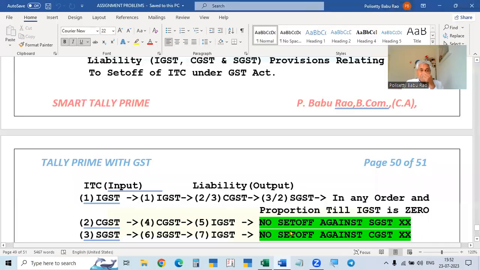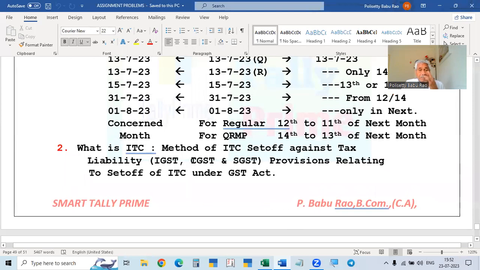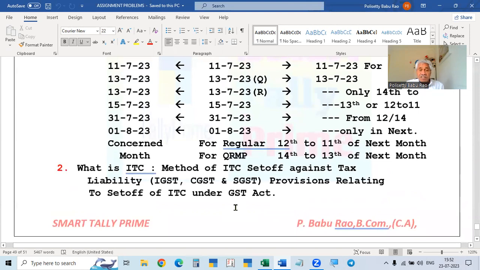Now we go into our topic. Today our topic is what is ITC and the method of ITC set off against tax liability. See, what is ITC and what is the method of set off? What is meant by set off?